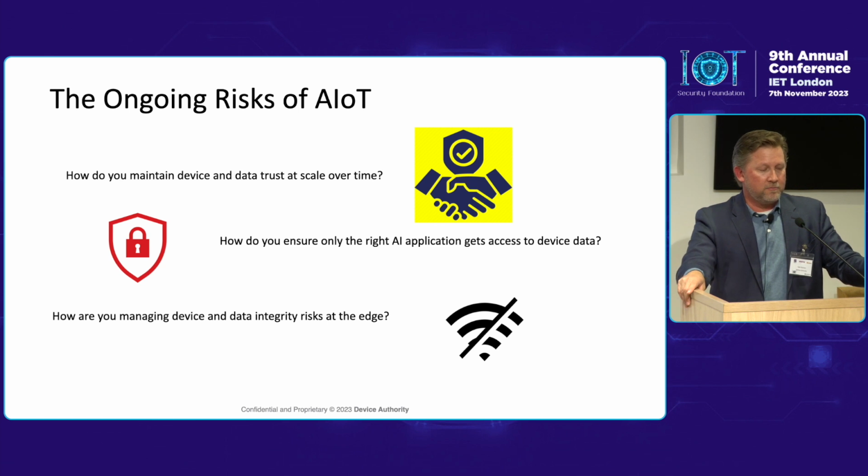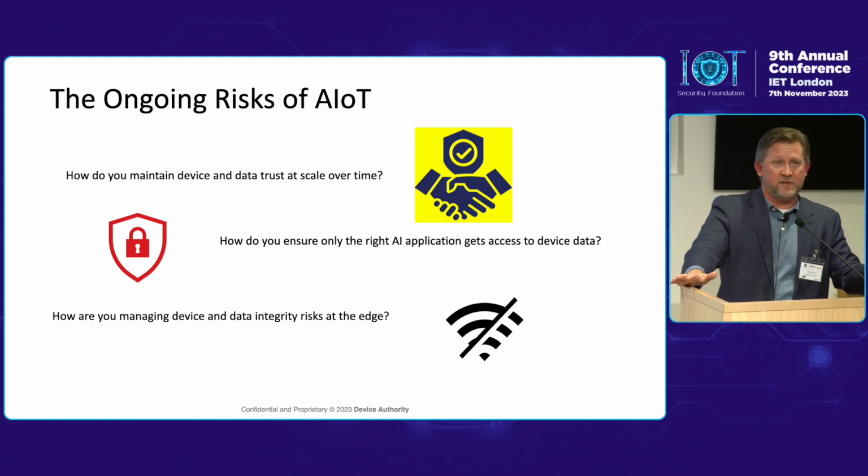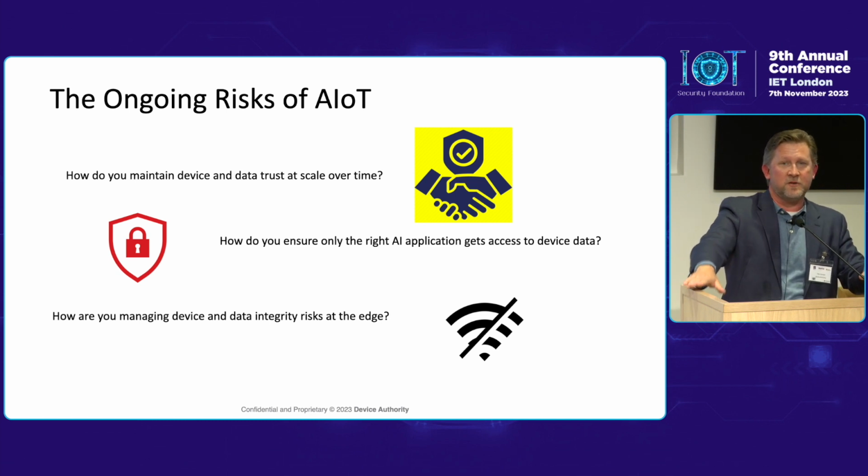And, you know, there are some ongoing risks with AI and IoT, shortened to AIoT. First of all, how do you maintain this trust relationship over time? We talk about great scale. We talk about the complexity of different device environments. We talk about the life cycle of devices that are constantly in different states. It means that we have to pay close attention to this trust relationship.